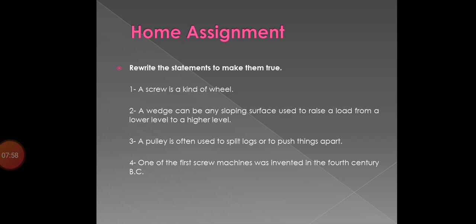Now the home assignment. Rewrite the statements to make them true. Number 1, a screw is a kind of wheel. Number 2, a wedge can be any sloping surface used to raise a load from a lower level to a higher level. Number 3, a pulley is often used to split logs or to push things apart. Number 4, one of the first screw machine was invented in the 4th century BC. So please find out the true statements.